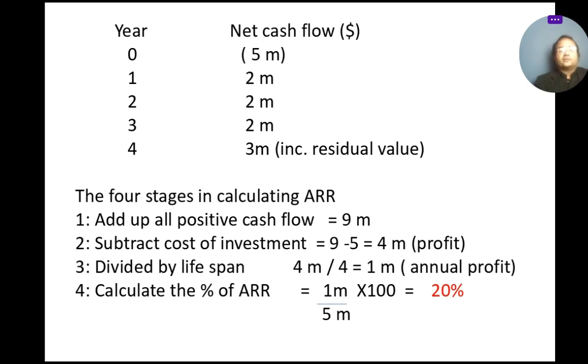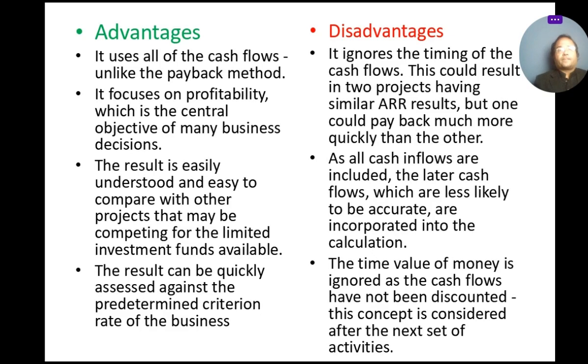The next step is that you get 4 million in 4 years. It means that you can earn 1 million per year profit on the particular investment. So how much is your ARR? 1 million profit divided by your investment, times 100, is 20% profitability on your investment. So 20% is your annual rate of return on a particular investment.